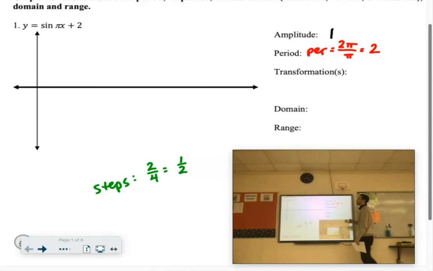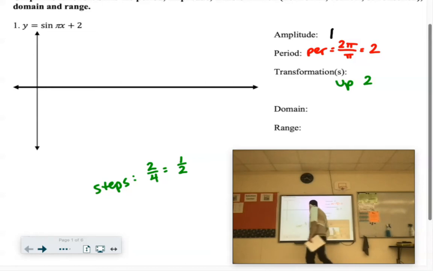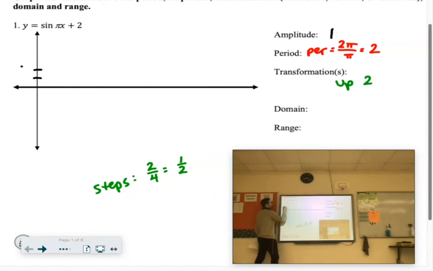So the transformations, well, the period has changed, but the only transformation here is that +2, which shifts it up 2 units. So our center line is going to be at 2. This is going to be our center. Now our amplitude is 1, so we're going to go 1 above this, then 1 below this. So at most we'll go up to 3, and at the lowest we're going to go down to 1. We don't have a horizontal shift here, so we're going to start right at 0.